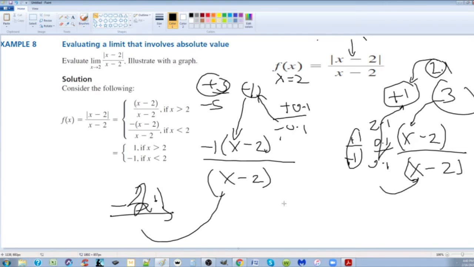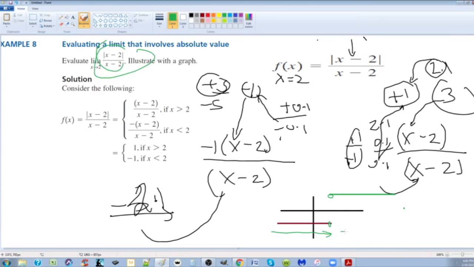If I was to graph this, I can see that the left of this graph, before x is 2, right there, is a minus 1. And I can see that the right side of 2 of this graph is a plus 1. And I can just put a 0 there. So as I approach x equals 2 of this function, from the left it's always approaching minus 1, whereas as I approach from the right, it's approaching plus 1. Therefore, there is no limit as x approaches 2 for this function, because I'm approaching 2 different values.